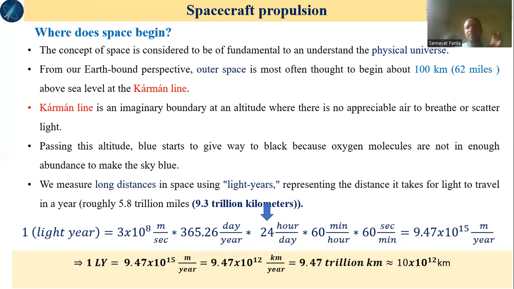As we know, light travels 300 million meters within a second. So we can calculate one light year from 3 times 10 to the power of 8, which is the speed of light.